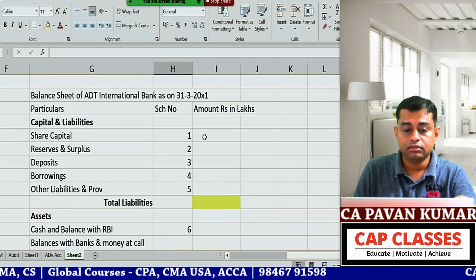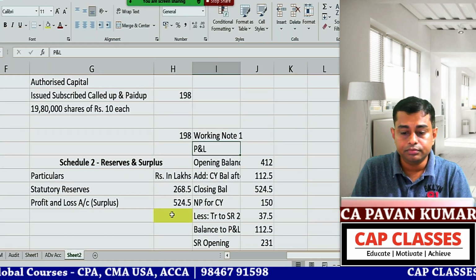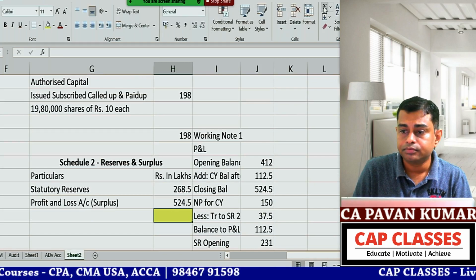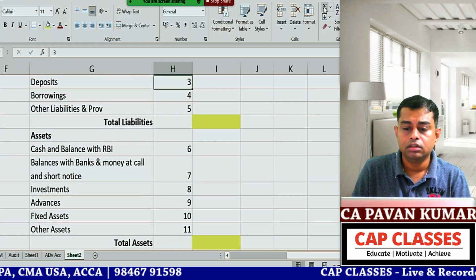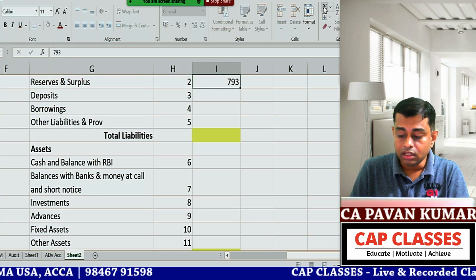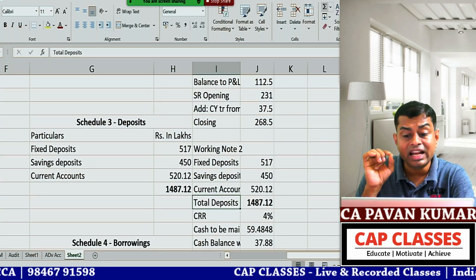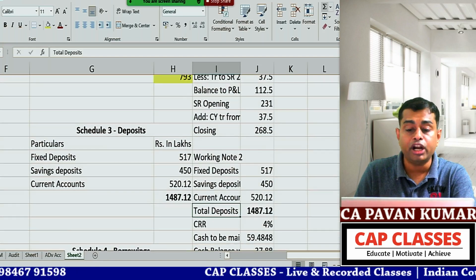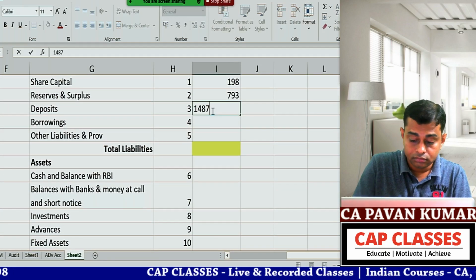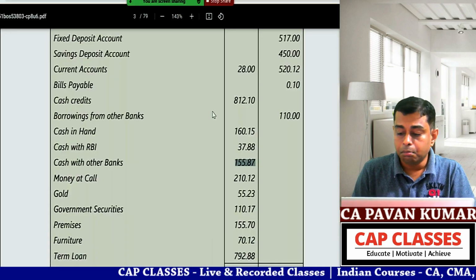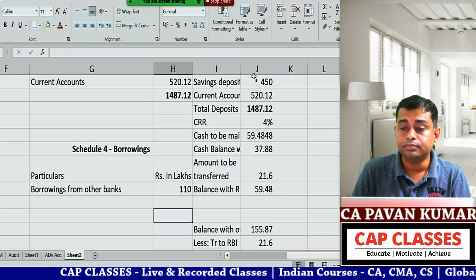So take it to the balance sheet. How much shall I write here? 198. Okay, this amount, add this to 793. Put it here, 793. Third schedule. Deposits 1487.12. Borrowings, how much more? Borrowings 110.